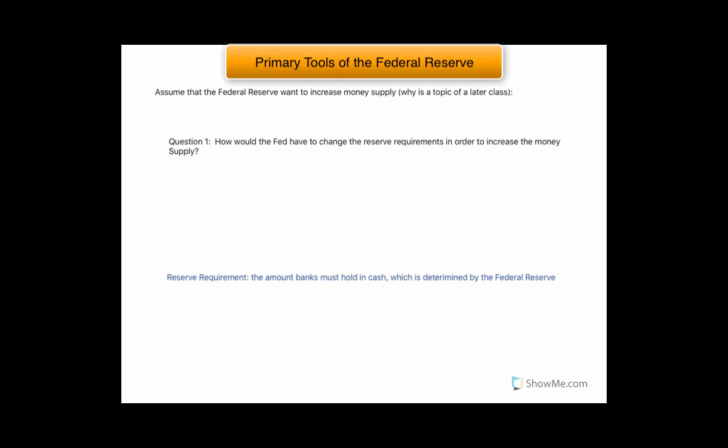Before moving forward, the notation may vary from professor to professor, so always check with your class notations. So now let's do some problems for tools of the Federal Reserve.